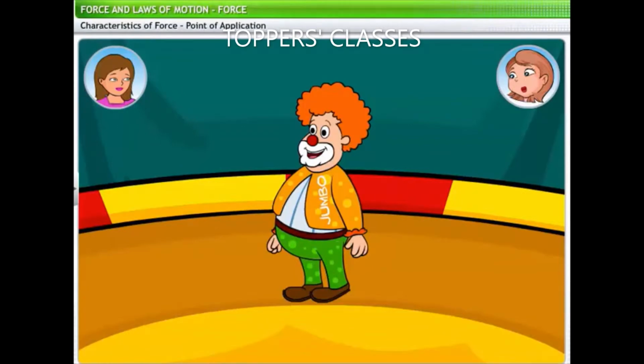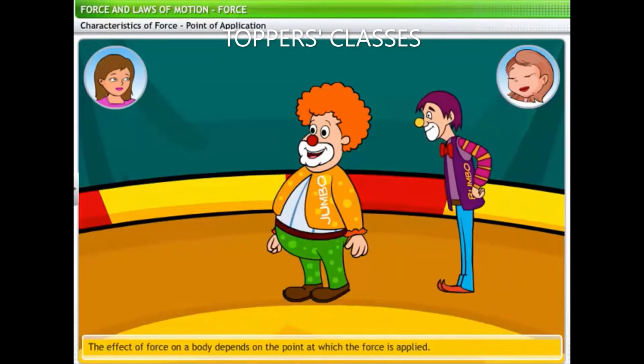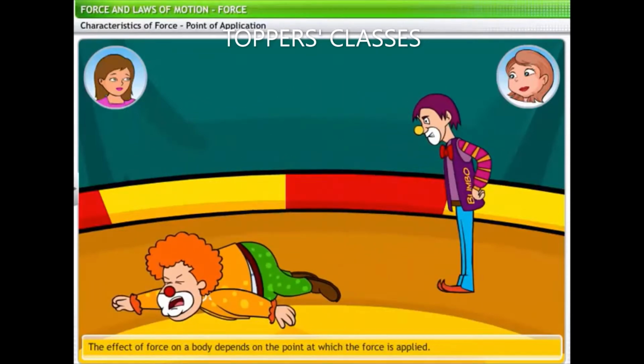Finally, let's look at the point of application of a force. The effect of force on a body depends on the point at which the force is applied. To understand what this means, consider the scenario where a clown in a circus is pushing another clown. When the clown is given a push on his upper body, oops! He fell face down.